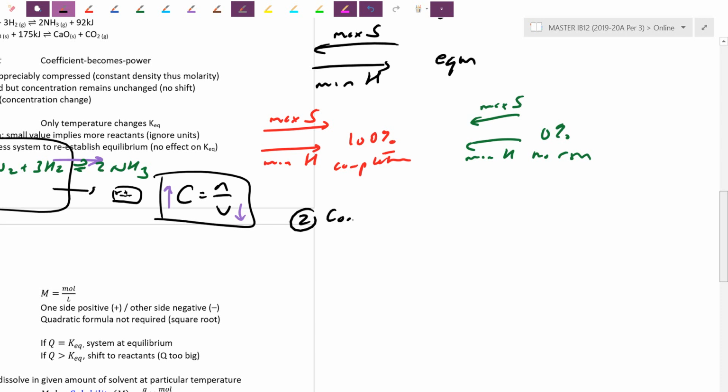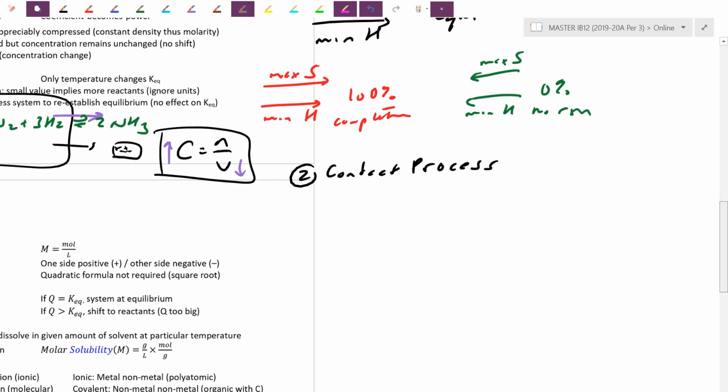Second process is called the contact process. Contact process is a general overview of how we end up producing sulfuric acid. It's usually called the king of acids. I produce tons and tons of it every year. Contact process starts off with just sulfur. I basically oxidize it. It's going to end up becoming SO2. All of these are going to end up being equilibrium.